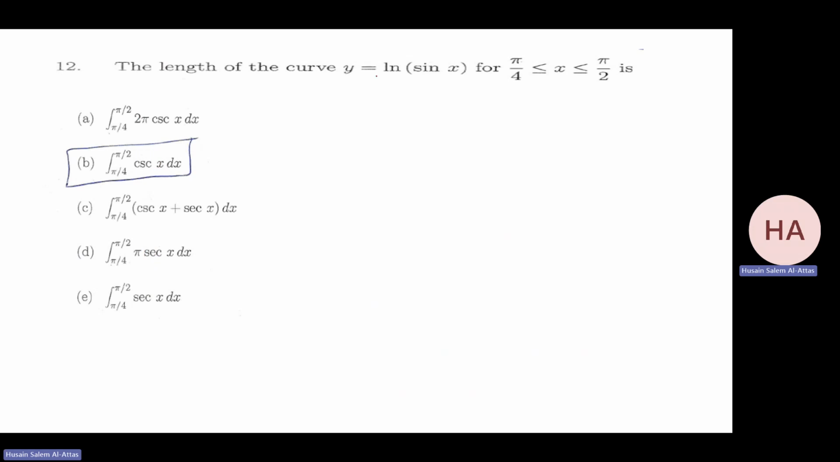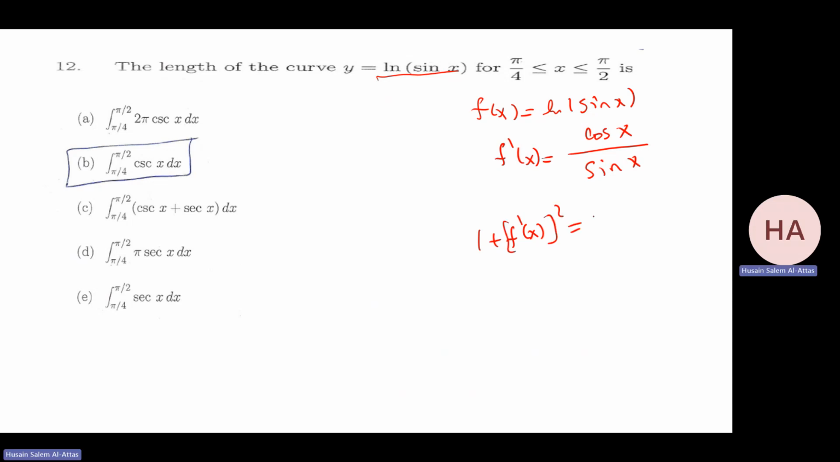Okay. So ln cosecant, ln sine. So this is f of x, then sine x. What will be f prime? It will be cosine over sine. So 1 plus f prime of x all squared, that will be cotan x, 1 plus cotan squared, which is cosecant squared. So L is the square root of that, which gives me cosecant x dx.